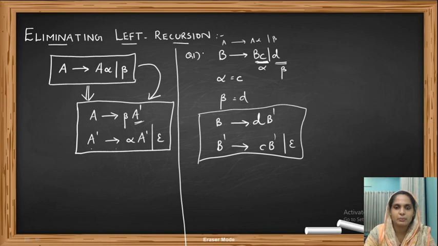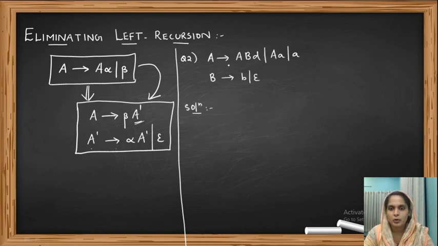Let's take another example. Question 2. A produces A B D bar A bar A and B produces B bar epsilon. So this is our given grammar. Let's check whether this given grammar is left recursive or not. In this first production, A produces ABD bar A bar A, it's clear that it is left recursive because the left hand side is capital A and in the right hand side, in two of the productions, it starts with capital A. So it is left recursive. So we have to eliminate left recursion from this production.